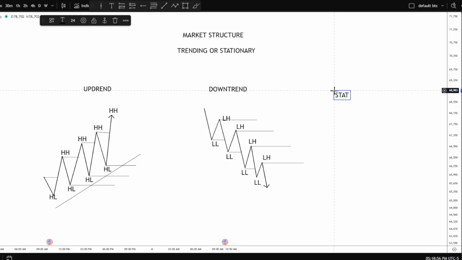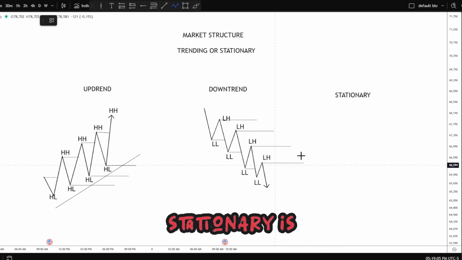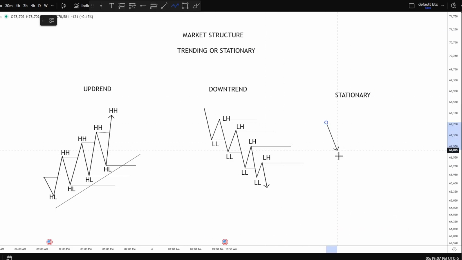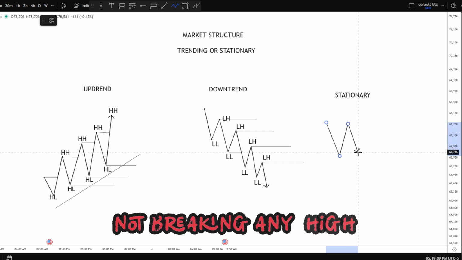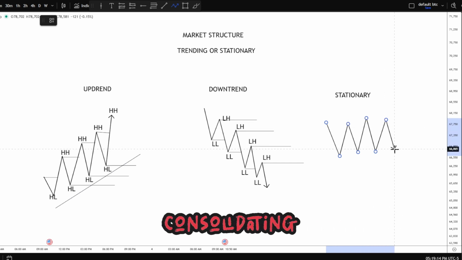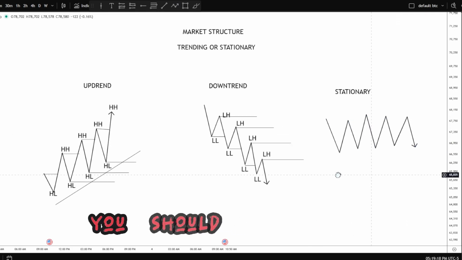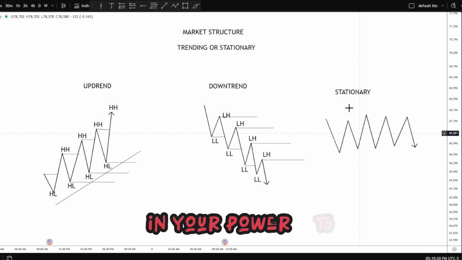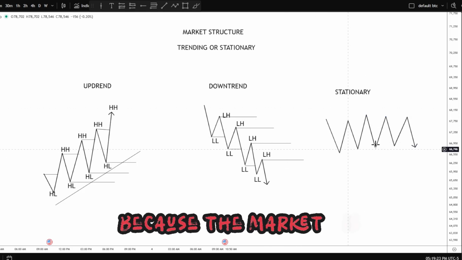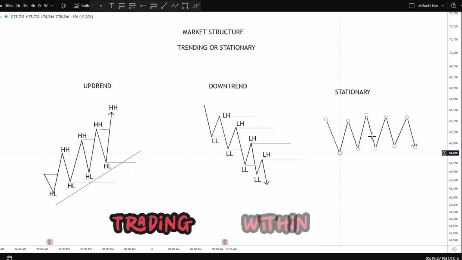Stationary. What it means by stationary is when the market is consolidating, when the market is not breaking any high. It's not breaking any high. The market is just consolidating. It's showing you that the market is not moving right now. So you should try everything in your power to stay away from this market because the market is not moving. So this is a stationary market. The market is just trading within a range.